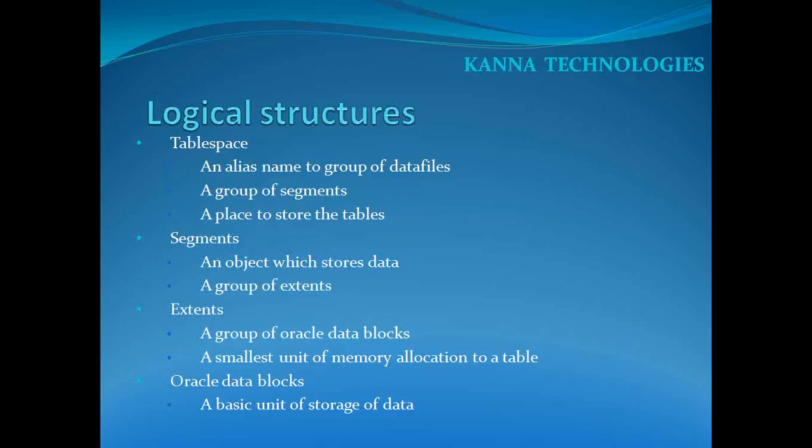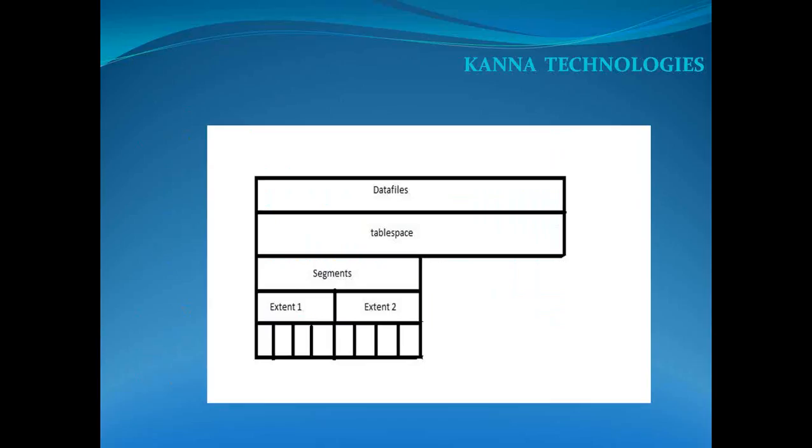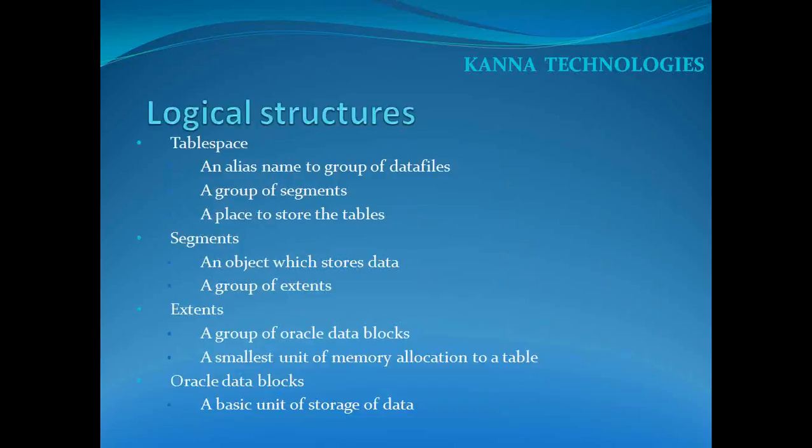And there is another definition, which says it is a place to store the tables. Definitely a table space is the one which helps you create the tables or hold the tables. And the last definition says it is a group of segments. If you look at the diagram here, I don't have multiple segments, but if I had multiple segments, then they can combine to form a table space. And this is how we have 4 logical structures: the table space, segments, extents, and Oracle data blocks.